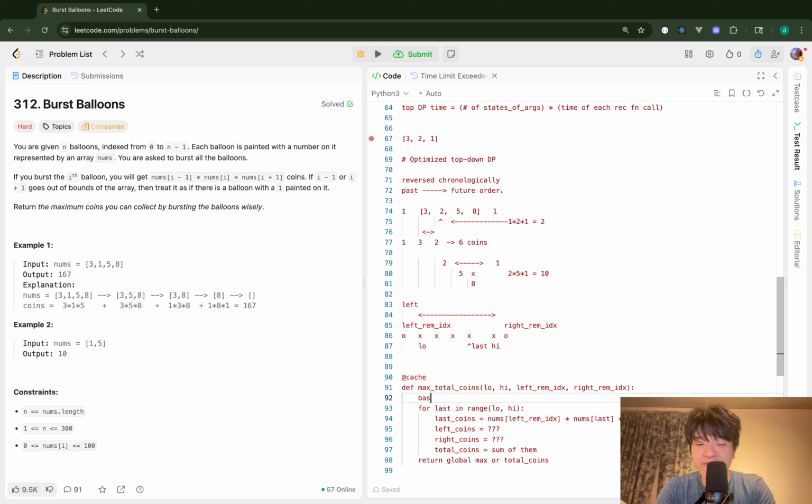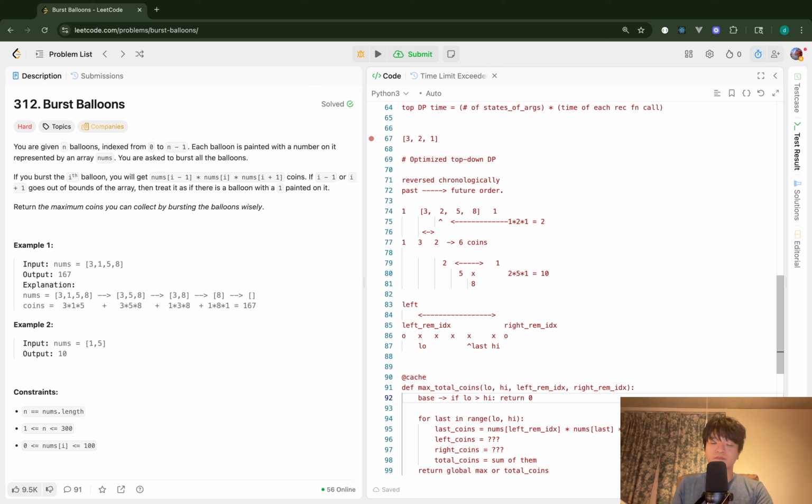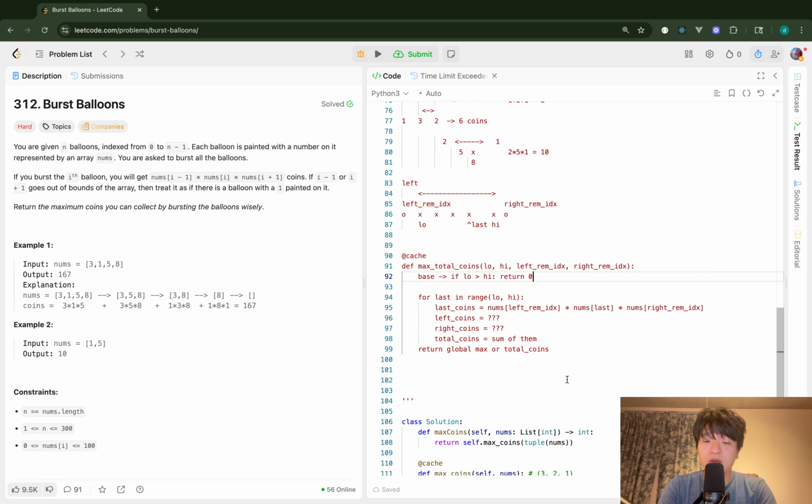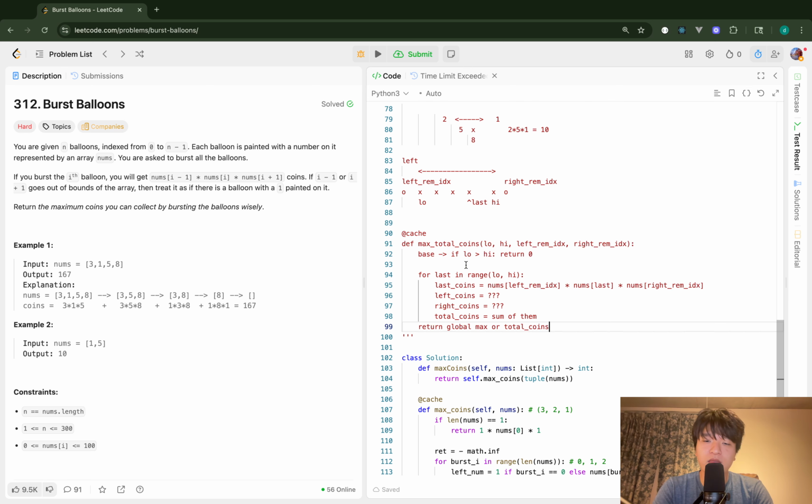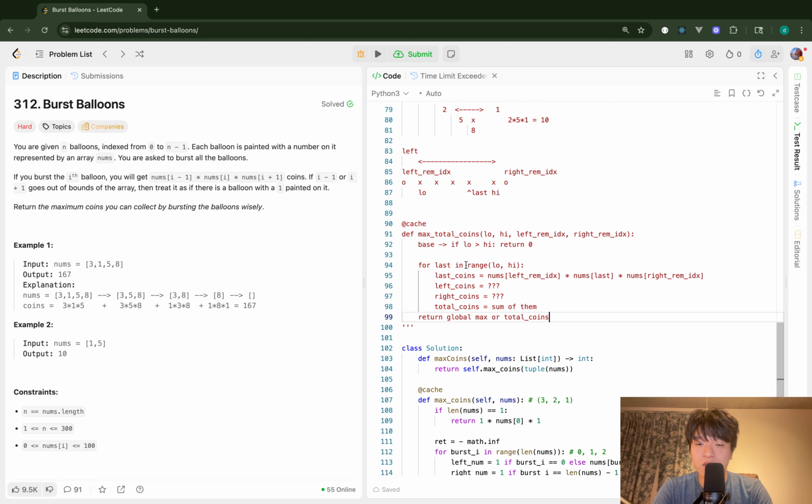And for the base case, I can simply say if low is larger than high, this means that there is not any balloon in the given range low to high. So in this case, I return 0. So this is the base case. Okay, so this is the basic idea.